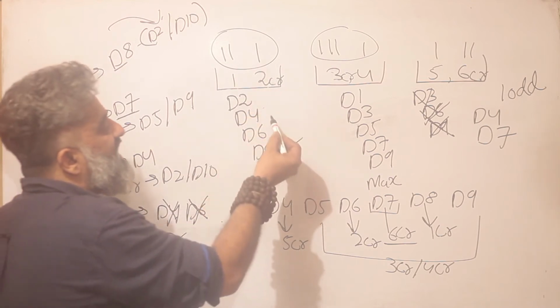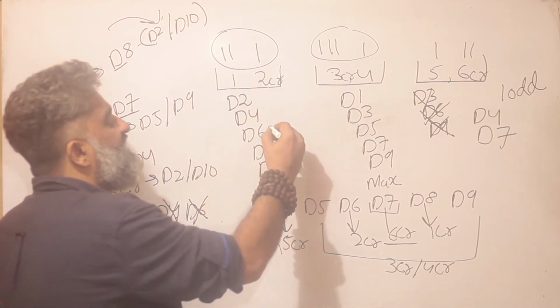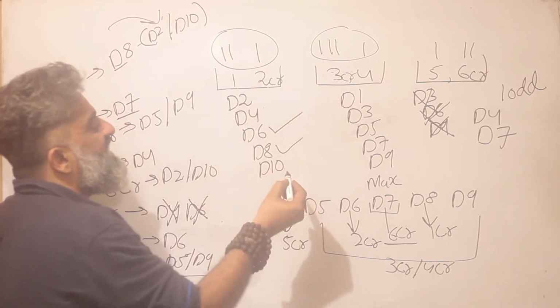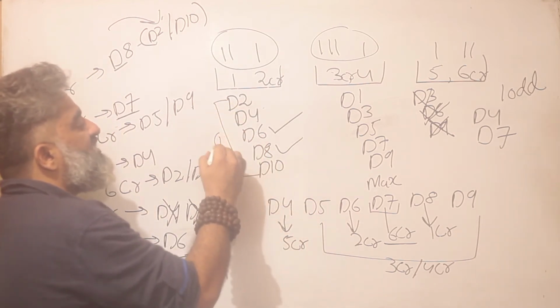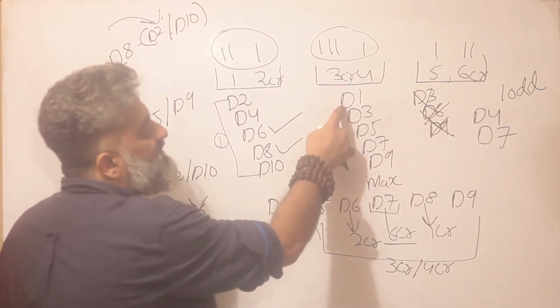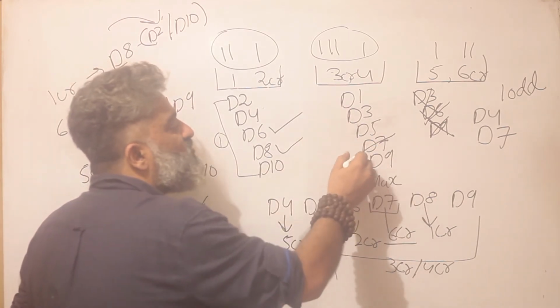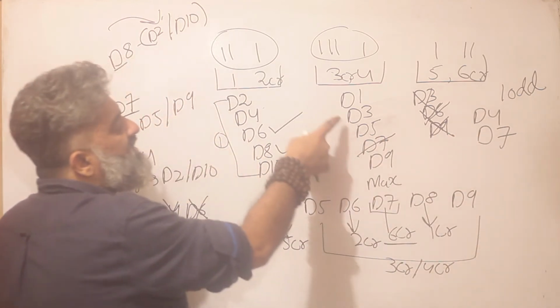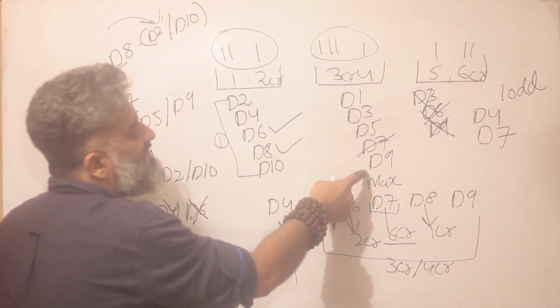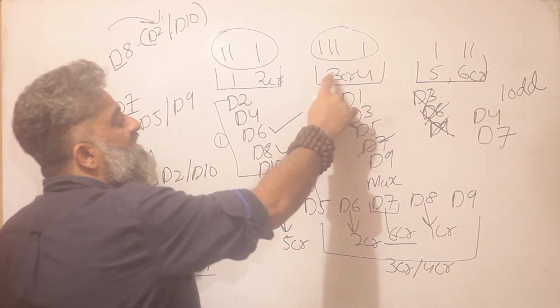In the lowest possible category, I know D6 and D8 for sure. I know between D2 and D1 there is going to be one of them. In the medium category, D7 is ruled out because D7 is in the most expensive category. That means D1, D3, D5 and D9 all belong to this 3 crore or 4 crore.